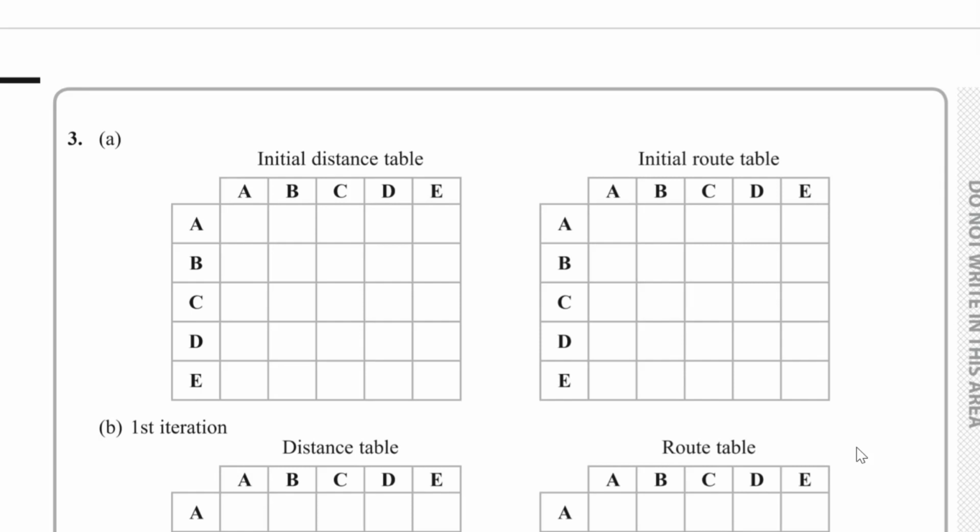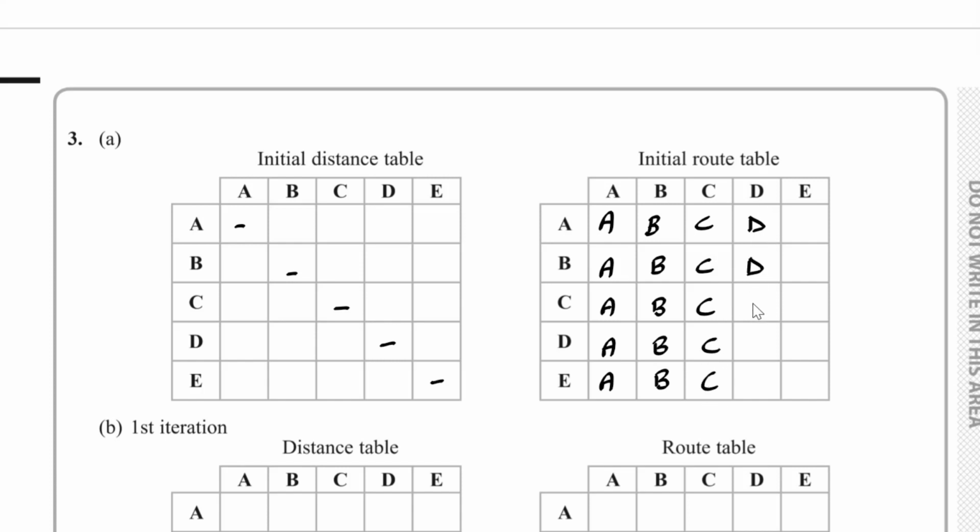So in terms of our initial tables, obviously we can't go from A to A. In a similar way, we can't go from B to B, C to C, D to D, and E to E. And the way we fill the initial route table, we look down the columns and then we copy the letter corresponding to those columns. So down column A, we have all A's. For column B, we have all B's. For column C, we have all C's. For column D, we have all D's. And for column E, we have all E's, as shown.